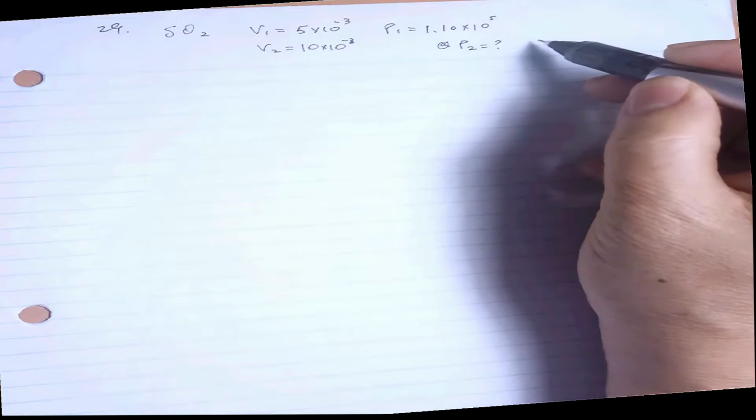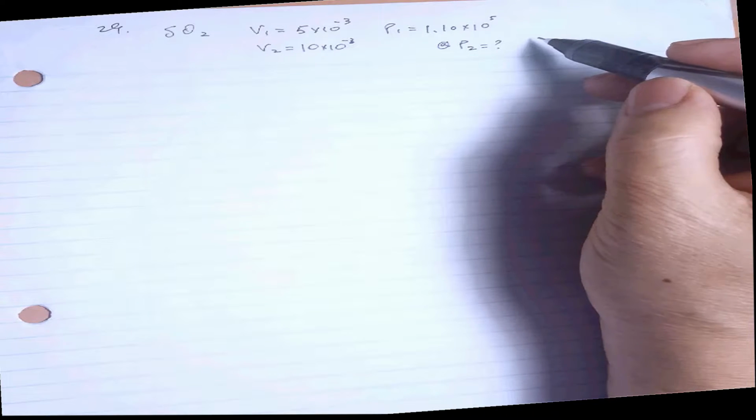So question A is, what is P2? Question B is, how much work is done, W equals what? And part C is, what is the ratio of the final temperature to its initial temperature, T1 over T2 equal to? Remember, this is adiabatic.